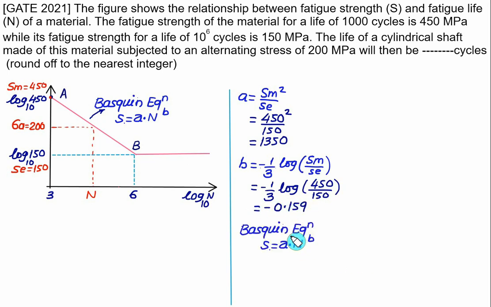Now in the Basquin equation, we know the value of stress, that is equal to sigma amplitude, which is equal to 200. So let's substitute sigma amplitude equal to 200, constant A equal to 1350, into number of cycles with power b being minus 0.159. So the number of cycles is close to 163841. That will be the number of cycles if it is subjected to an alternating stress of 200 megapascal.